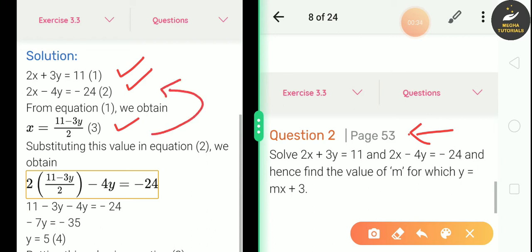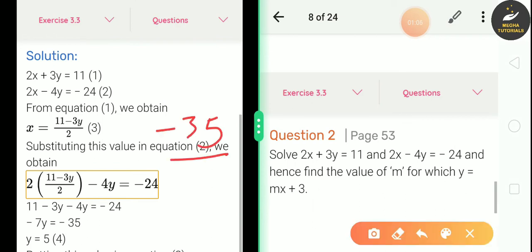So 2 into (11 minus 3y) upon 2 minus 4y is equal to minus 24. This 2 will cancel, we get 11 minus 3y minus 4y is equal to minus 24. So minus 3y minus 4y is equal to minus 7y. 11 on the left hand side, so minus 24 minus 11 we get minus 35. So we get minus 7y is equal to minus 35. So y is equal to minus 35 upon minus 7, which is equal to 5. So y is equal to 5.